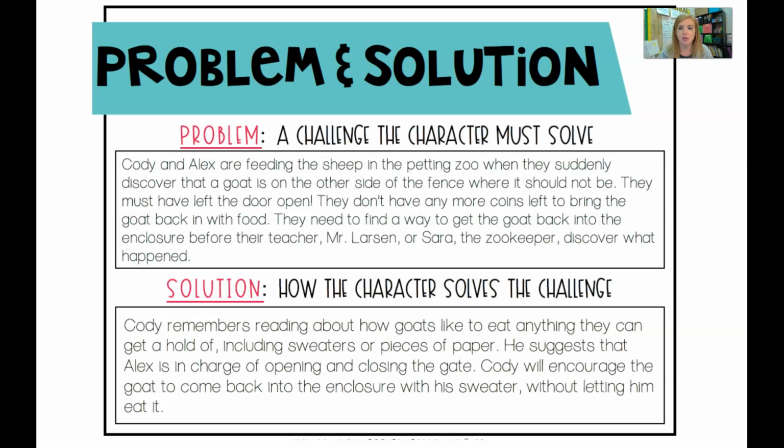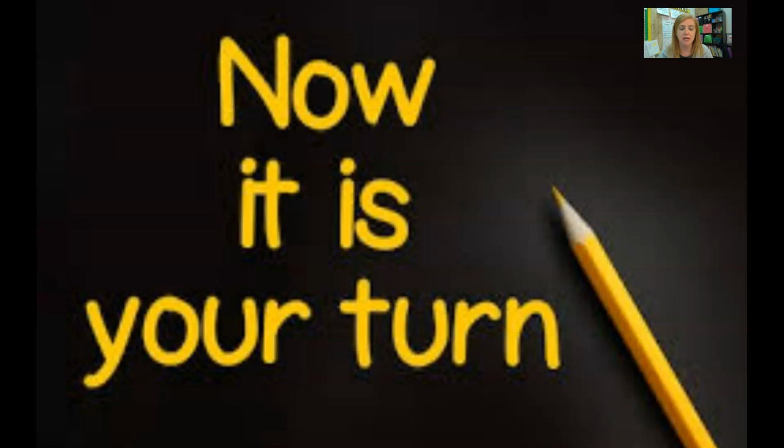So today, I want you to think about the problem that you have planned for your fictional narrative story. And now today, I want you to think about how they are going to solve it. What ways are the characters in your story going to solve the challenge or the problem that you already set up for them in our last writing lesson? So I want you to go ahead and plan out a way for your characters to solve their problem or overcome their challenge. Head on over to Seesaw and get started.